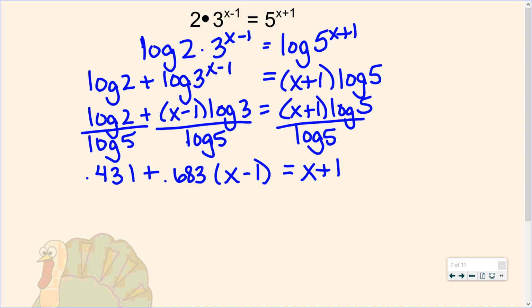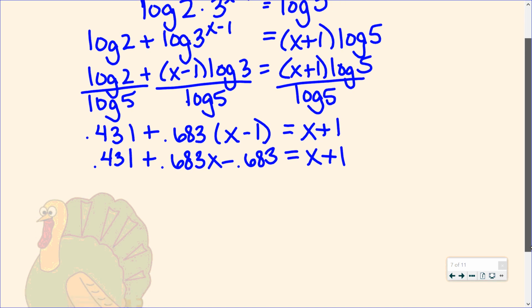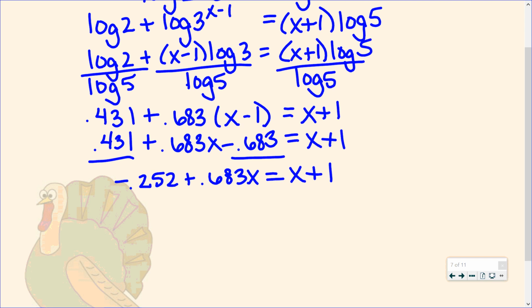Okay, so again, just a linear equation now. Let's start distributing, combining like terms, all those wonderful things. 0.431 plus I distribute my 0.683 through, I get 0.683x minus 0.683 equals x plus 1. Like terms together on that side, I have 0.431 and negative 0.683. This is going to give me negative 0.252 plus 0.683x equals x plus 1.